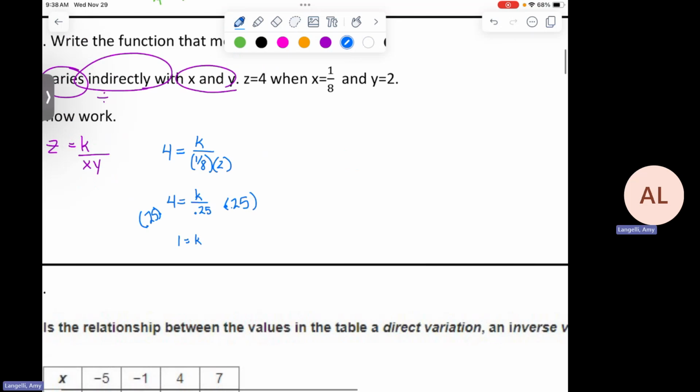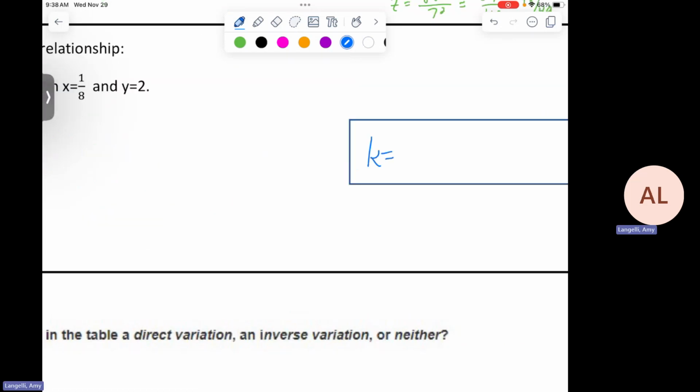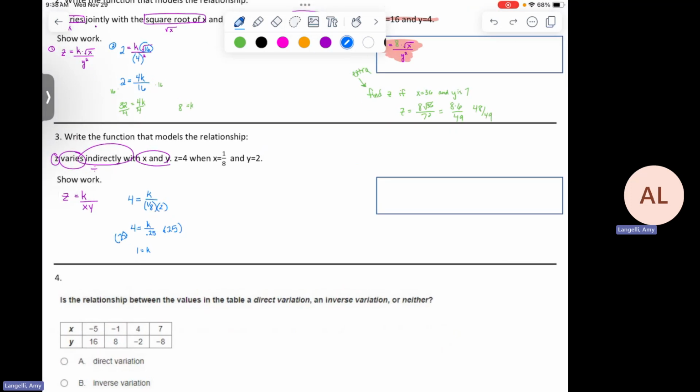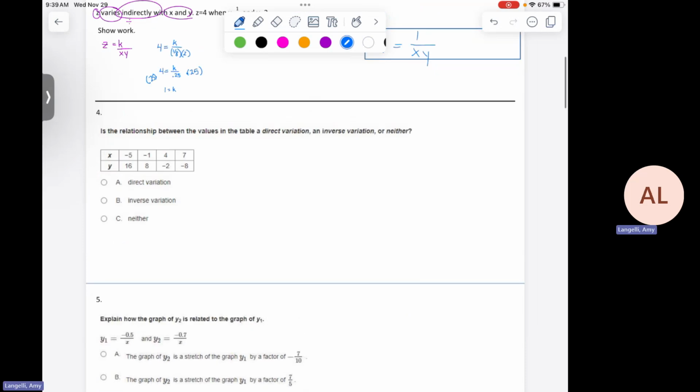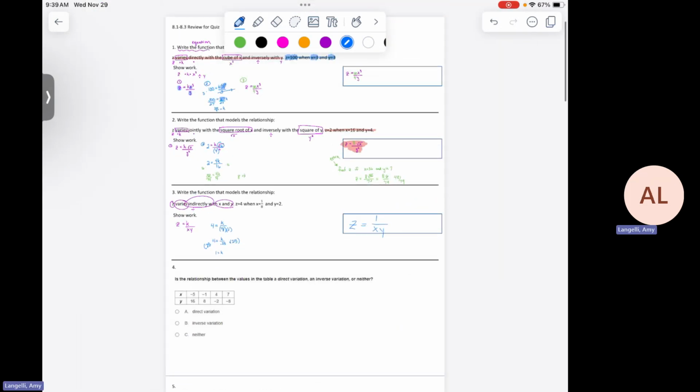And then don't just write like K equals 1 in this box. The whole equation, Z equals 1 for K, then X and Y. And then if they ask you to go further with a new X and a new Y, go further with a new X and a new Y. Actually, this whole first page is from chapter 8, section 1.